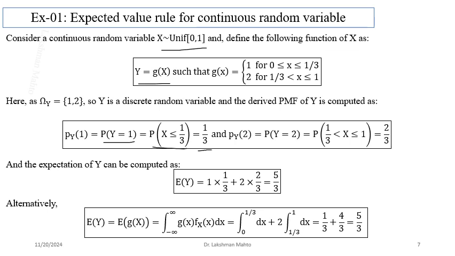What you do is just see the nature of g of x, the nature of y. Y is changing two times: from 0 to 1/3 it is taking 1, and from 1/3 to 1 it is taking 2. So this integral will be bifurcated into two parts, 0 to 1/3 and 1/3 to 1. From 0 to 1/3, g of x is equal to 1, and from 1/3 to 1, g of x is equal to 2. So we write it this way, integrate, and you will get the same expectation.